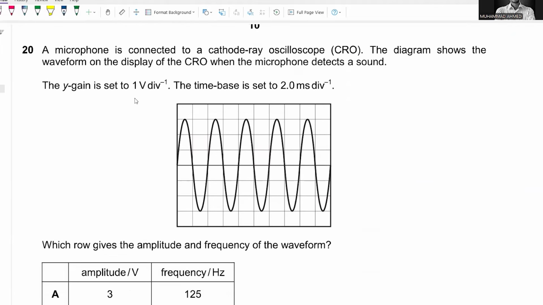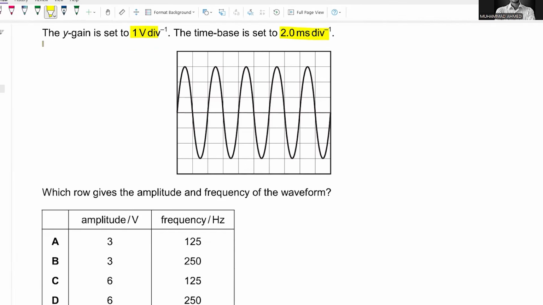Let's further move ahead. A microphone is connected to a cathode ray oscilloscope. The diagram shows the waveform on the display of the CRO when the microphone detects a sound. The Y gain is 1 volts per division. The time base setting is 2 milliseconds per division. You have to calculate the amplitude and frequency of the wave.